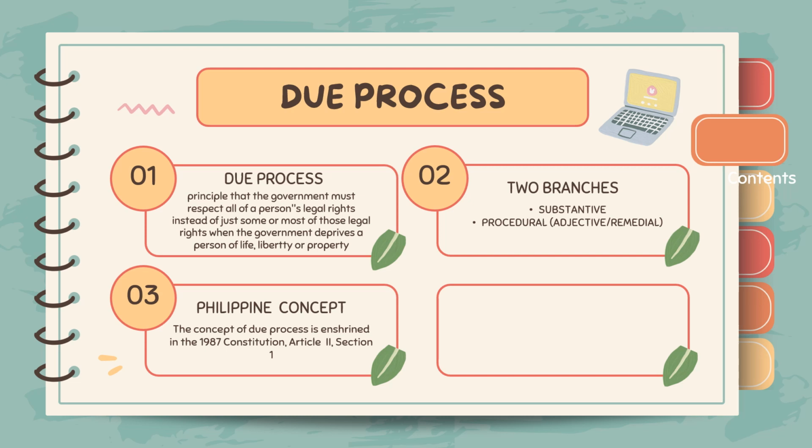Then let's go to the Philippine concept of due process. So we can see this enshrined in the 1987 Constitution. To be exact, this is Article 3, not Article 2. So that's Article 3, Section 1. This is the Bill of Rights. According to that article, no person shall be deprived of life, liberty, or property without due process of law, nor shall any person be denied equal protection of the laws. So the first rights guaranteed in the Bill of Rights are the rights to due process and equal protection of the law.